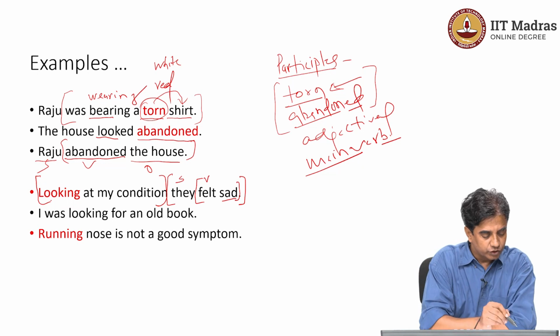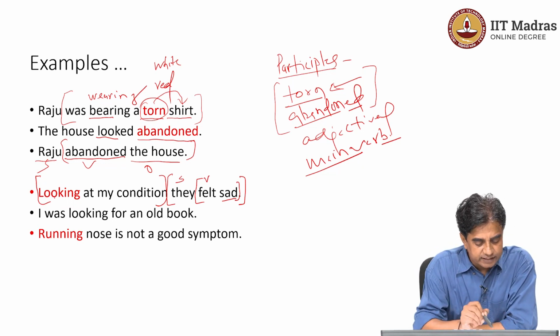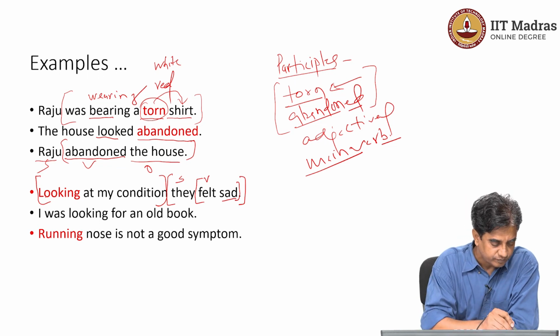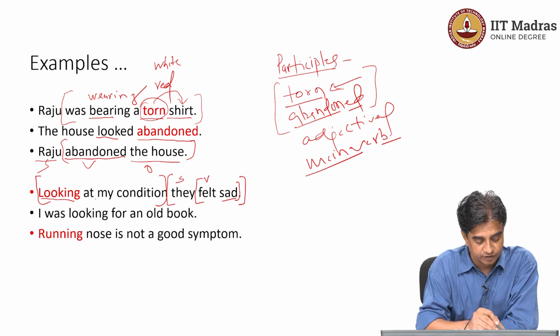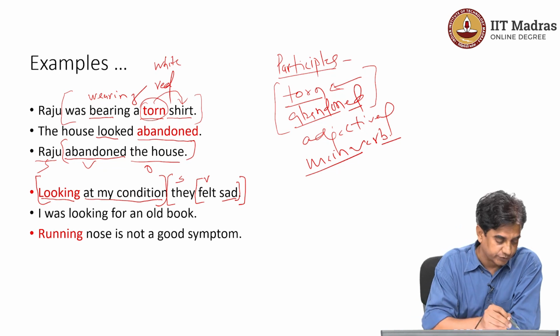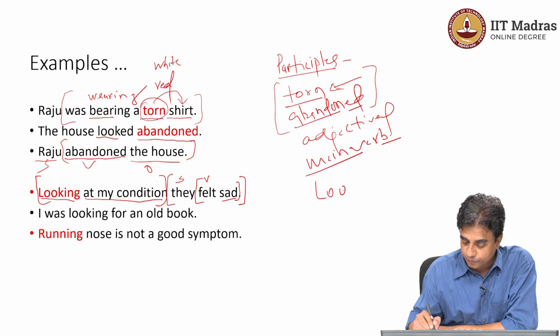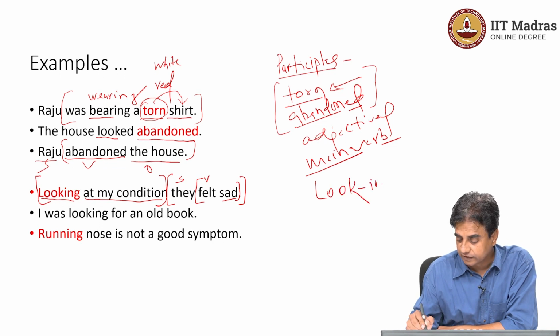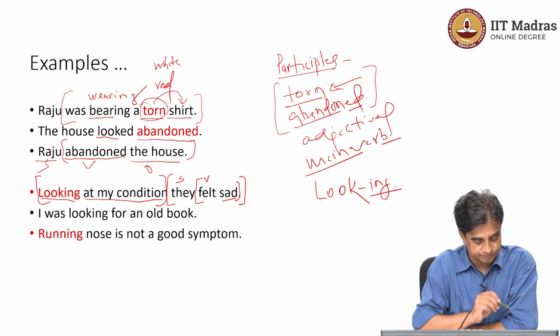But when we look within that clause, we see, looking at my condition, it looks like a verb. This part is also looking like a verb. And looking at what? My condition. So this is a PP, my condition. Looking at my condition, they felt sad. So it's like a verb. So this is another type of verb with this one, ing, not a verb in the sentence.